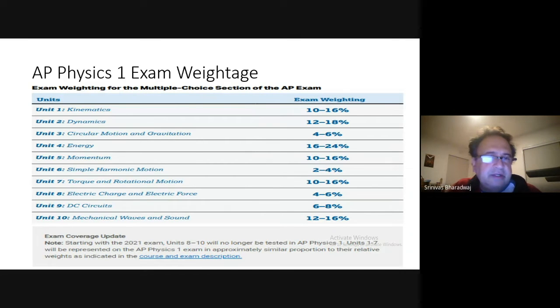So these are the 10 units in AP Physics 1. The first 7 units mimic some of the parts of AP Physics C. Then the last 3 units are a little bit different. So electricity and magnetism, DC circuits, they are a little bit different. AP Physics 1 is weighted towards mechanics, if you notice, right? For instance, units 1, 2, 3, 4, and 5 contain more than 65% of the course. So although it's a 3-hour exam, it is weighted to mechanics. You have to be even better at mechanics in AP Physics 1.